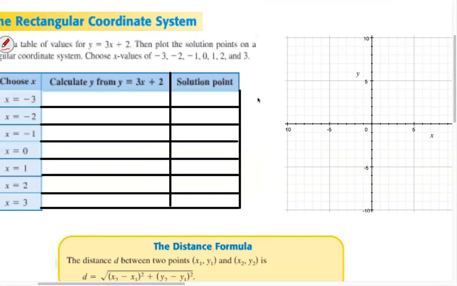So here's what we do. It says we want to choose these values, -3, -2, -1, 0, 1, 2, and 3. Now, Owen.